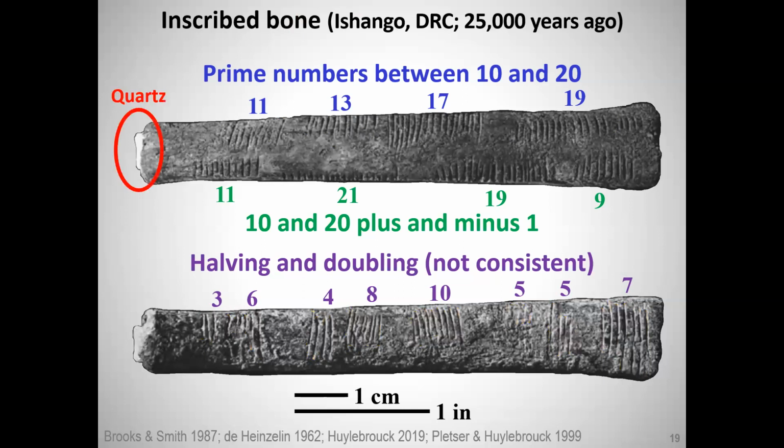The artifact also has a piece of quartz affixed to one end, so it was likely used for engraving, something that doesn't easily fit with a numerical purpose. So again, we are left with tantalizing hints of numbers before the mid-4th millennium BCE, but no conclusive evidence of it.